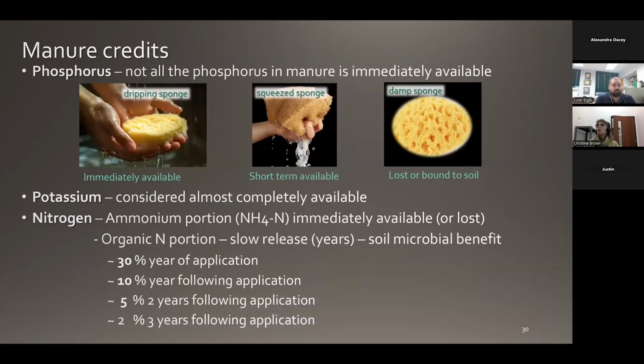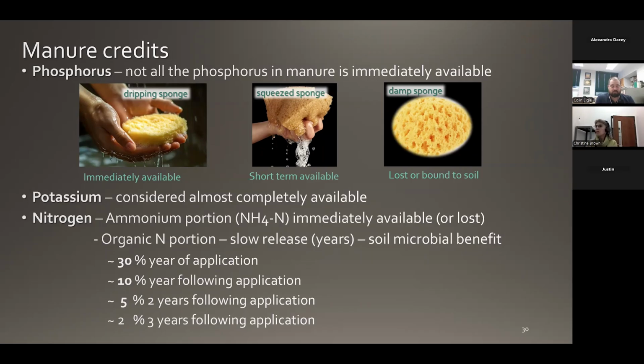When it comes to the phosphorus, not all the phosphorus in manure is going to be immediately available. It depends a little bit on what kind of manure we're talking about, but I'm going to compare it to a sponge. We put that sponge into water, we take that sponge out, and we've got water just dripping out. That's similar to the phosphorus that's in that manure. If we squeeze that sponge, we get more of that phosphorus or water out of it. That's similar to the phosphorus that becomes available over the period of that crop rotation.